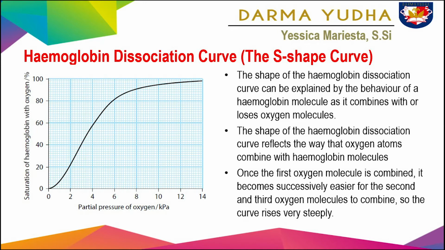Up to an oxygen partial pressure of around 2 kilopascals, on average only one oxygen molecule is combined with each hemoglobin molecule. Once this oxygen molecule is combined, however, it becomes successively easier for the second and the third oxygen molecule to combine. So the curve rises very steeply. Over this part of the curve, a small change in the partial pressure of oxygen causes a very large change in the amount of oxygen which is carried by the hemoglobin.